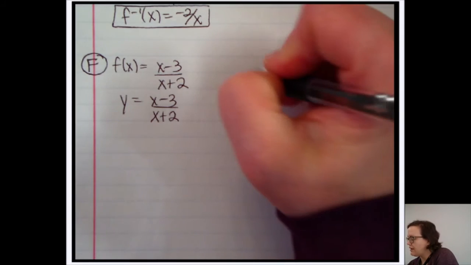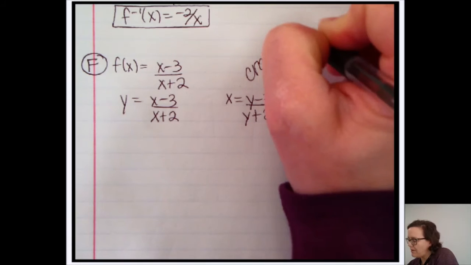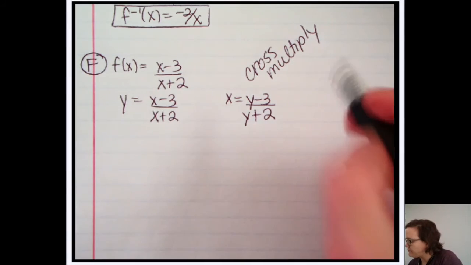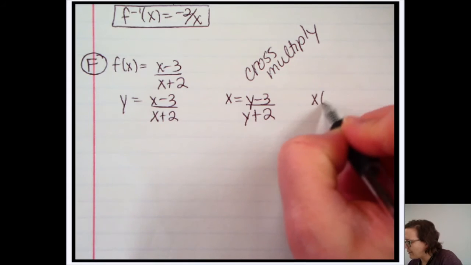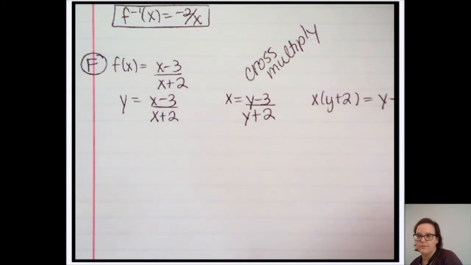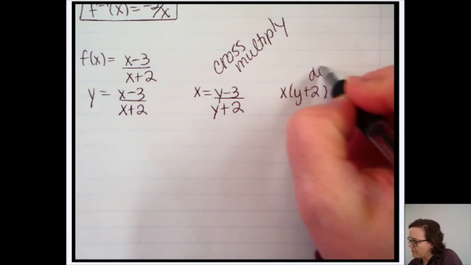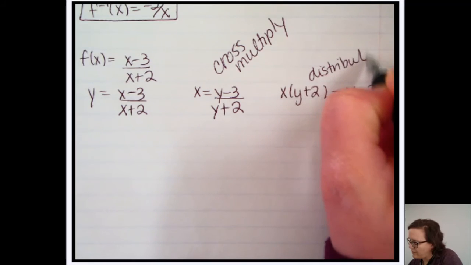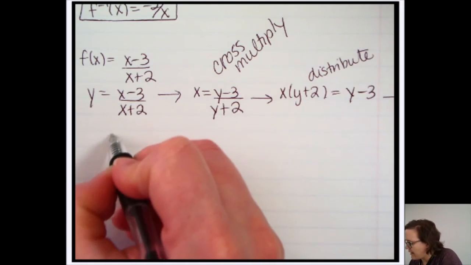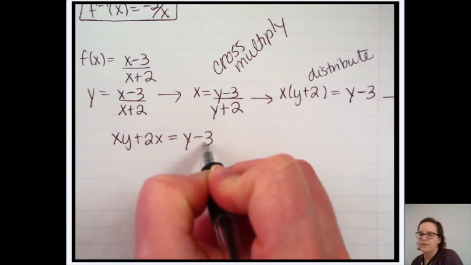Okay, so here I now want to cross multiply. If you have something on the bottom, it's always good to get it up to the top. So I get x times y plus 2 equals y minus 3. And now we want to go ahead and distribute because we need that y where we can work with it. Make sure we're following along here. So we get xy plus 2x equals y minus 3.